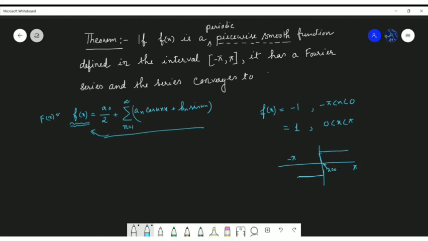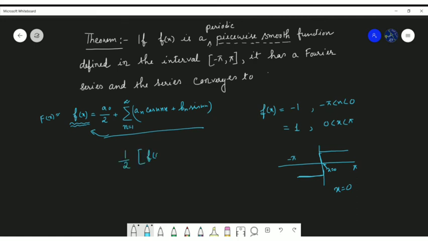So here also you need not find the value of a naught and a n, but here I am not going to derive the Fourier series. I am showing this example to show the point of discontinuity and the endpoints. Okay, so here x is equal to 0 is a point of discontinuity. So if you find the convergence of the Fourier series, then at x equal to 0 you have to use this relation again.